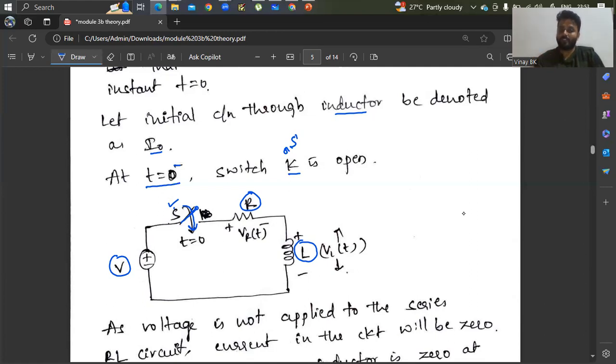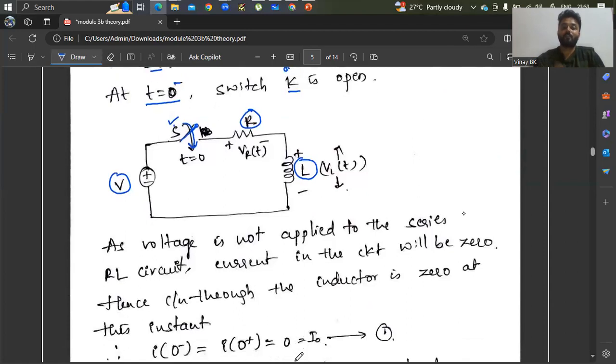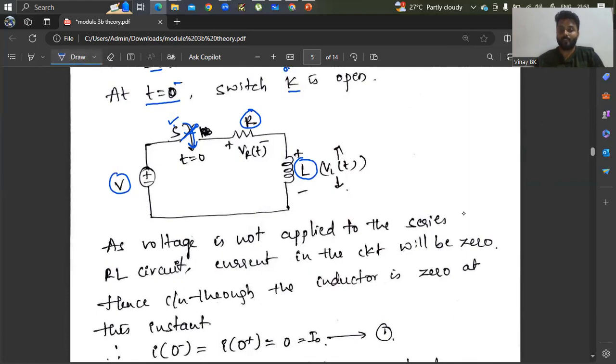Now the switch is open. So when it is open, voltage is not applied to the series RL circuit. Now because the circuit is open, there is no possibility of current flowing through this circuit. There is no possibility of flowing current, so as voltage is not applied to the series RL circuit, the current in the circuit will be 0.